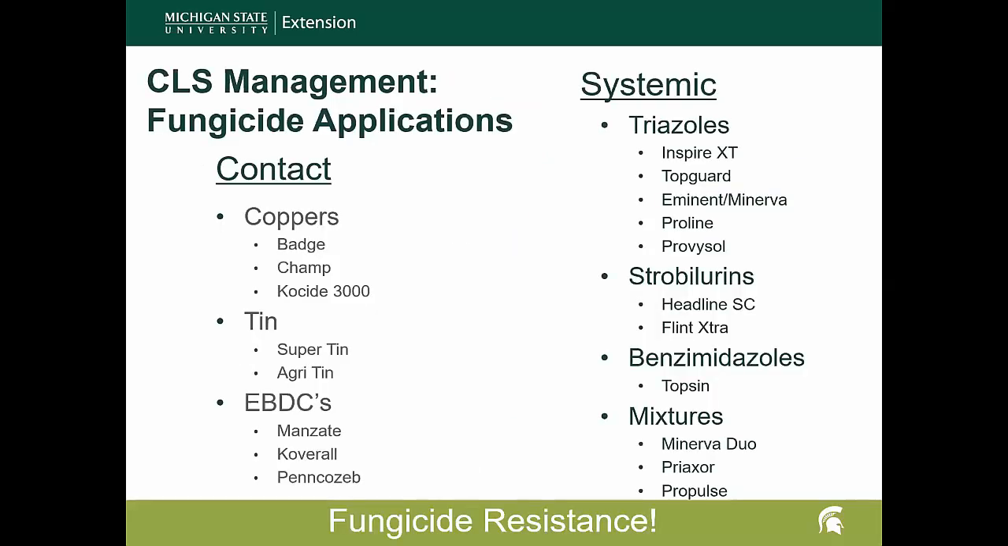The third management strategy for Cercospora leaf spot is the application of fungicide. Thankfully here in Michigan, we do have several different fungicides that we can use for this disease, and they can be broken into two broad categories, including contact and systemic fungicides. For contact fungicides, we have things such as coppers, tins, and EBDCs. For the systemics, we have triazoles, strobilurins, benzimidazoles, and mixtures of those active ingredients.